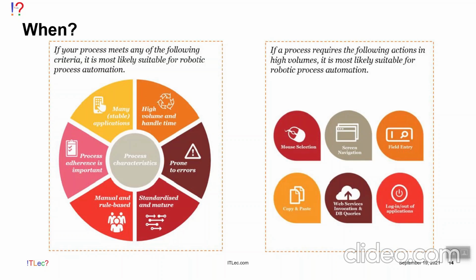The other criteria to go for RPA is technical criteria. So if in one of the business processes I have a lot of mouse selection, a lot of mouse clicks, a lot of screen navigation. I have to enter a lot of data, copy and paste, web services invocation, for example, DB queries, log in and log out, and jumping between different applications. So if you face any of these conditions, regardless of functional or technical, then here we go. We have to go for RPA.